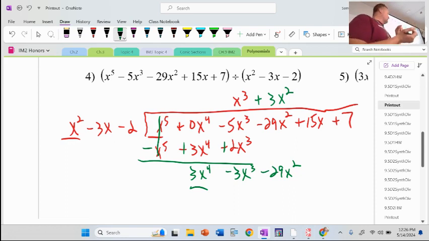Because all I'm doing is making those decisions, but also I'm just distributing and then distributing a minus sign in the correct order because of the division algorithm from grade school. 3x to the 4th. This always ends up being exactly the same. Then we throw a negative sign. Then this becomes negative 3x to the 3rd.